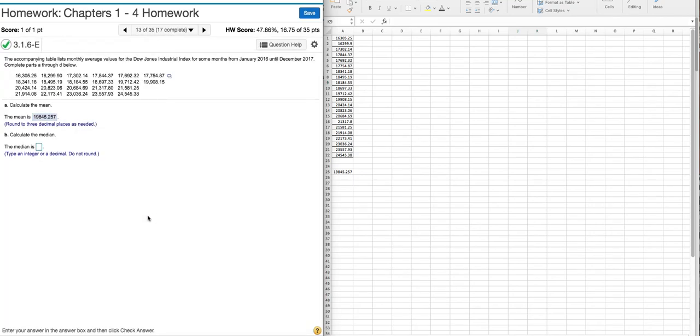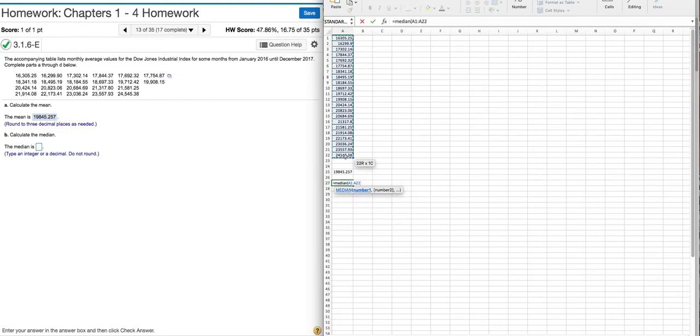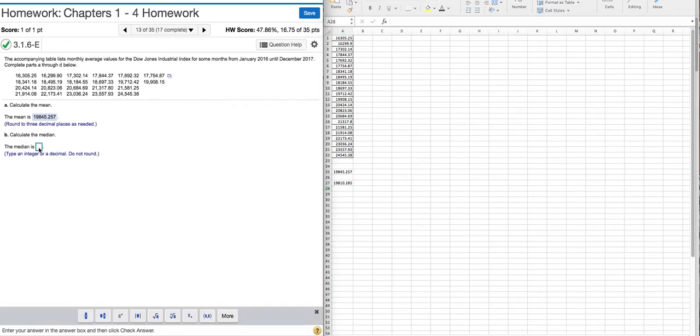We're good there. And then to calculate the median, we can use the median function in Excel and insert the data range within the parentheses. And there's my median. And this also is going to want it in 3 decimal places. It doesn't really specifically say it in the problem, but for consistency, the question does want it to be in 3 decimal places. So the median here is going to be 19,810.285. Okay.